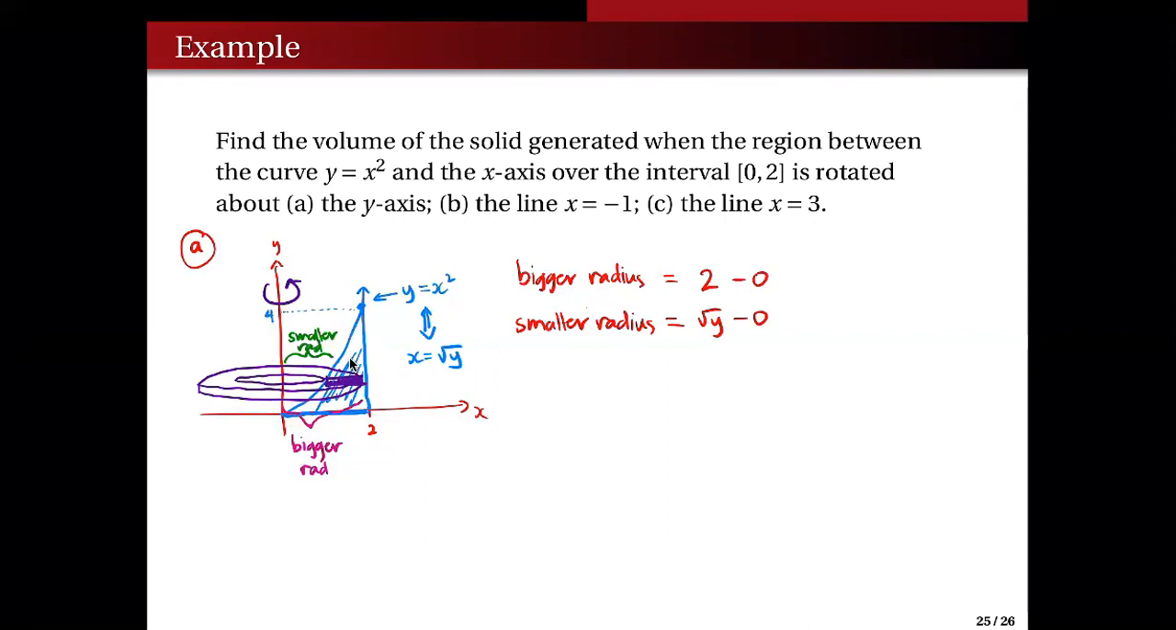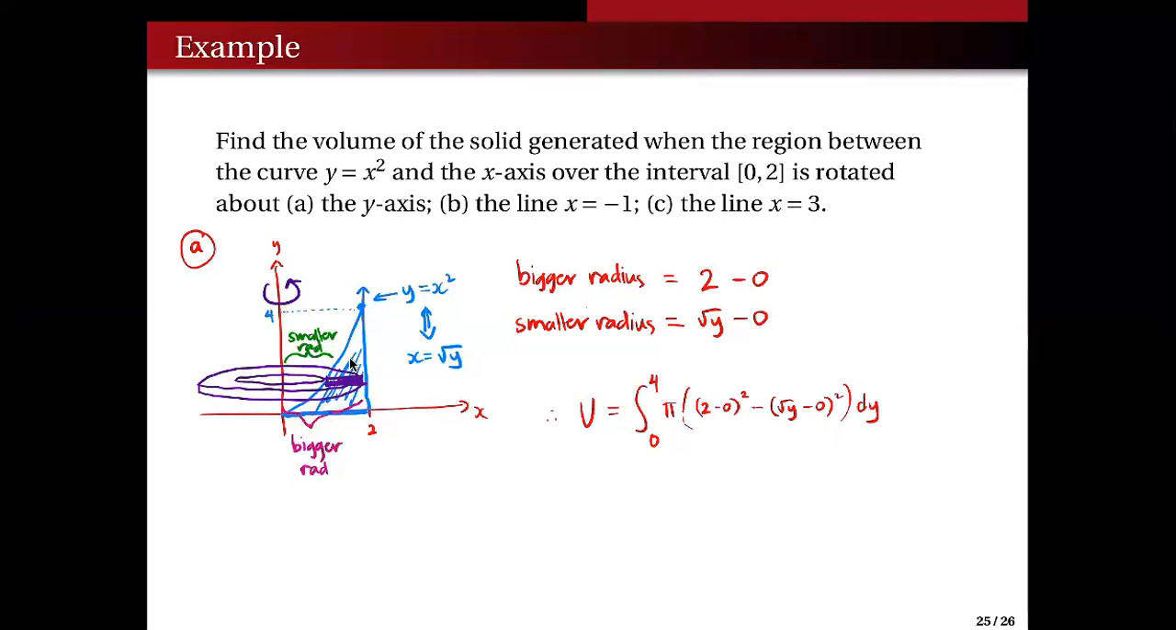And therefore the volume will be the integral from 0 to 4 of pi times bigger radius squared. So 2 minus 0 quantity squared, minus smaller radius squared, square root of y minus 0 quantity squared. And we have the dy here.